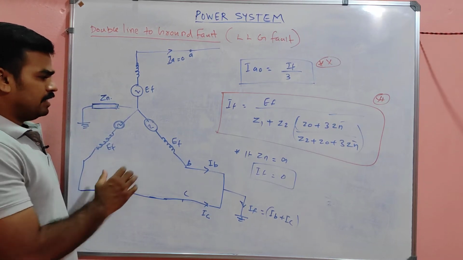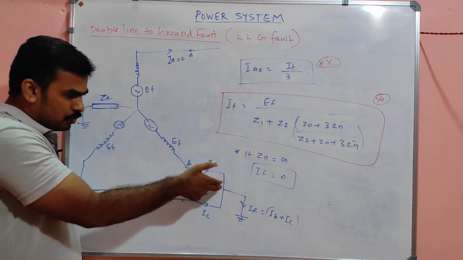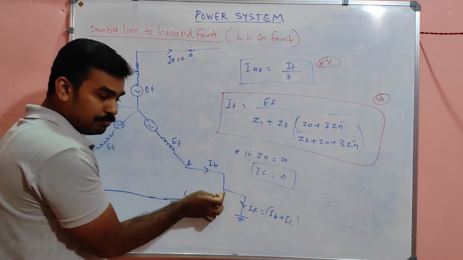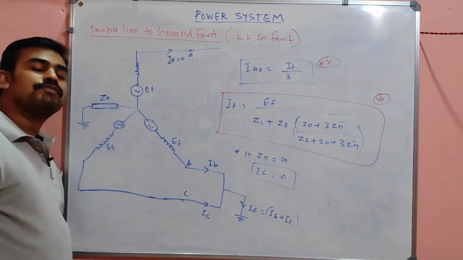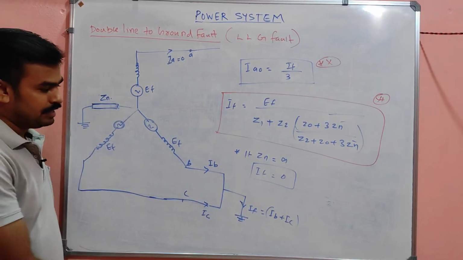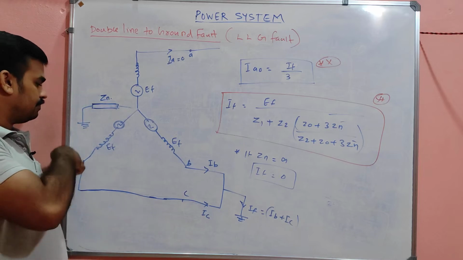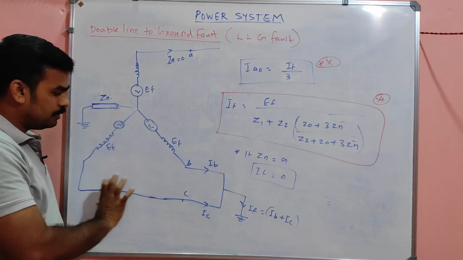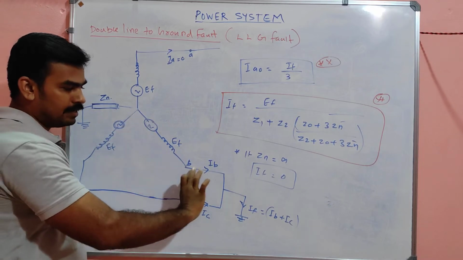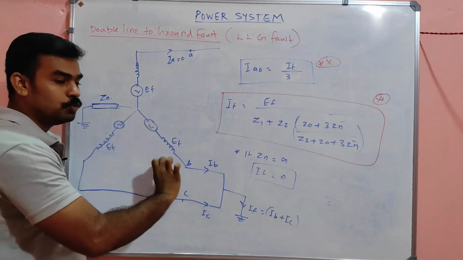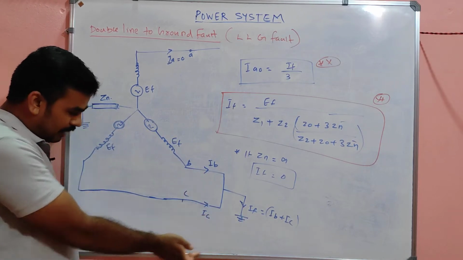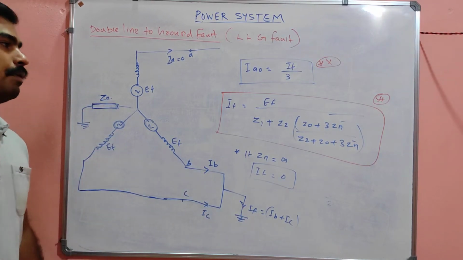And next, listen, my dear. When these two lines fall into the ground, IB and IC come together and flow through the ground, and the continuity will be like this. The whole path will carry the IB plus IC current. It acts like two parallel lines coming into contact with the ground, and this will be the flowing path.